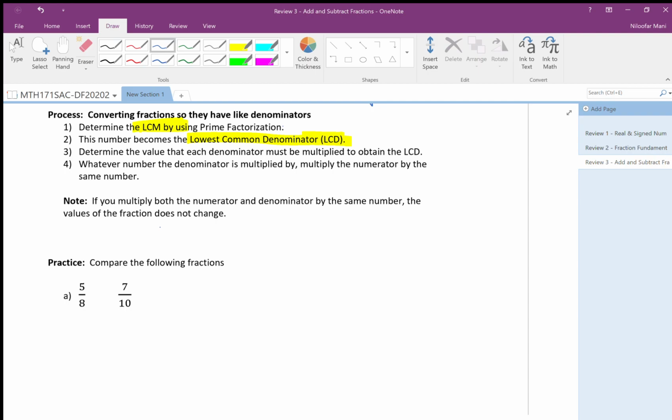So I'm finding the least common multiple for denominators, and I'm naming it the least common denominator. And then I have to change both denominators to the least common denominator. How do I change? I multiply both denominators by numbers. If I multiply a denominator by any number, I have to multiply the top too. Otherwise, I am changing my fraction, and that's wrong. So I need to have an equivalent fraction.